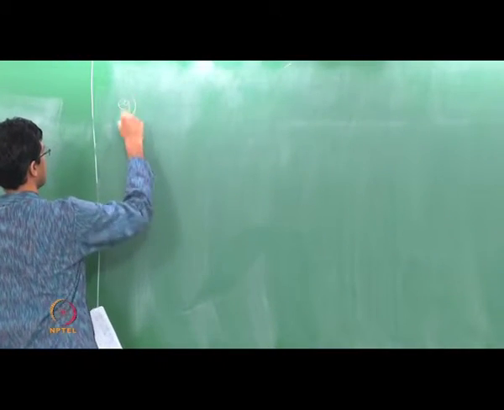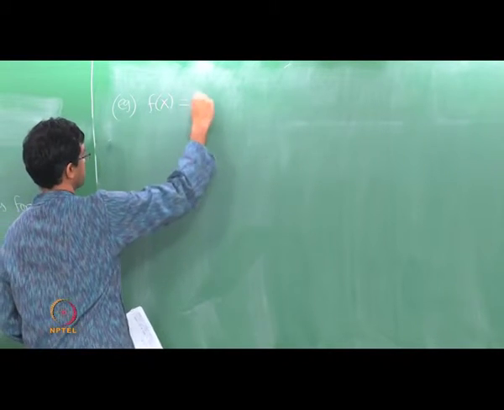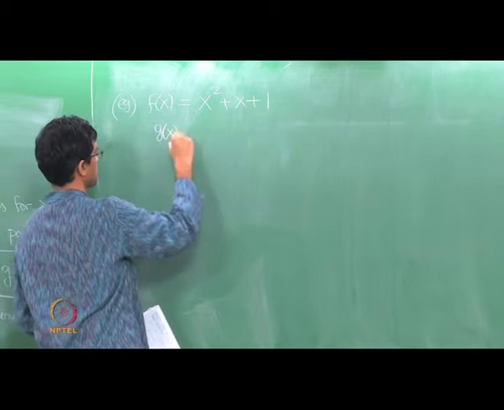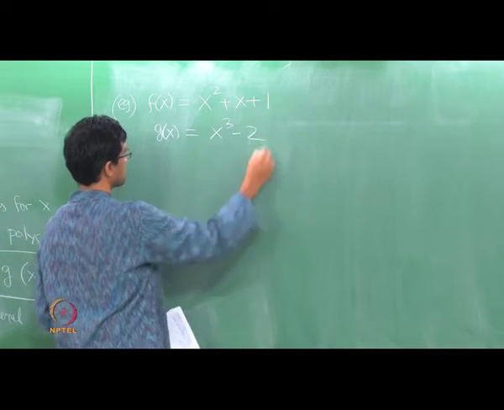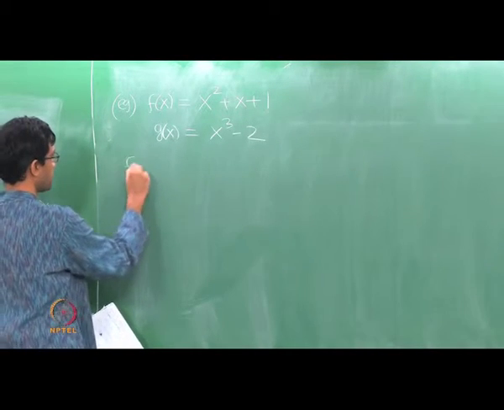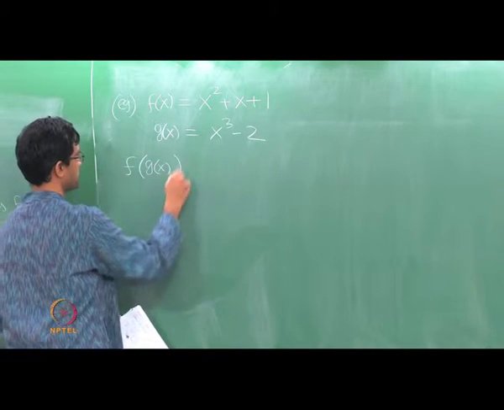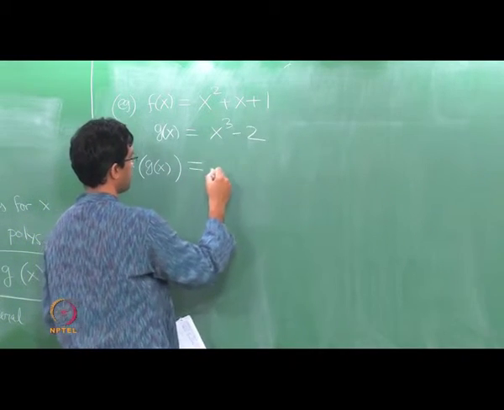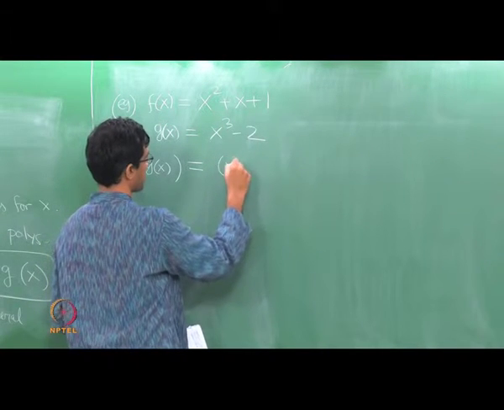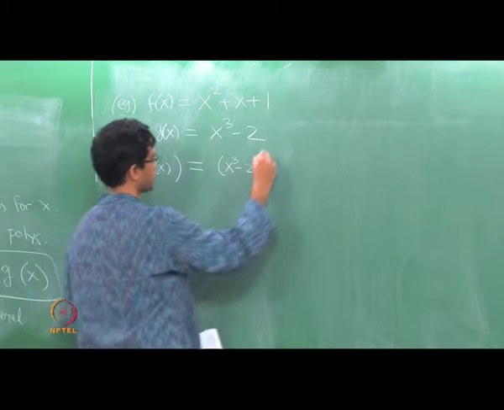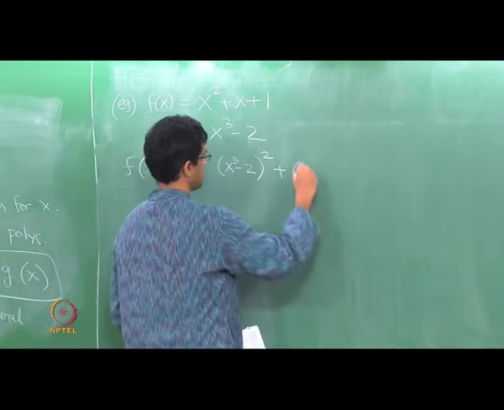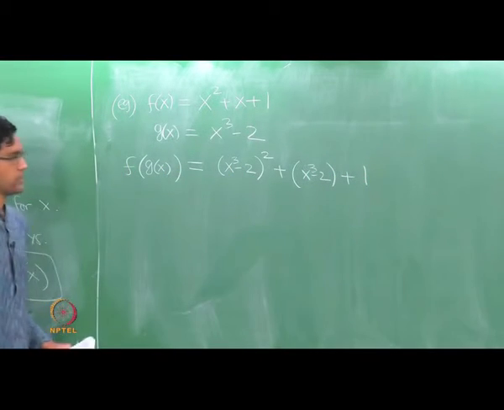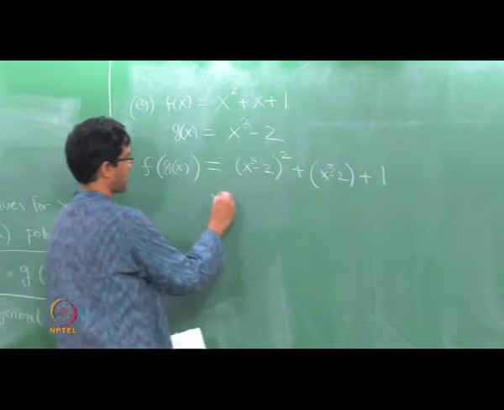Say f of x is x squared plus x plus 1, a degree 2 polynomial. g of x is x cubed minus 2, in this case a degree 3 polynomial. Their composition, what does f of g of x mean? You take the polynomial f and plug in this polynomial in every slot. So instead of x, I plug in x cubed minus 2 for f of x. So it's (x cubed minus 2) squared plus (x cubed minus 2) plus 1. Okay, so that's f of g of x. One could of course expand this out in full.